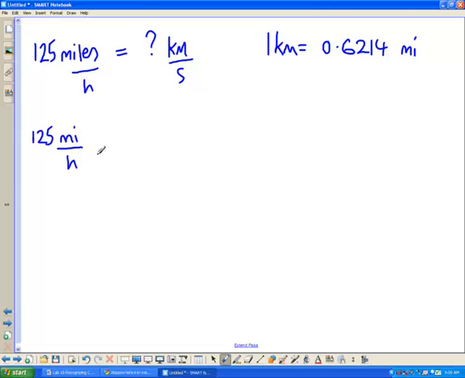And then you want to ask yourself, well, which should I convert first? Should I convert the distance or the time first? Well, it actually doesn't matter which one you do first. Either one is fine. So let's go ahead and do the distance first. Let's get that out of the way. All right.